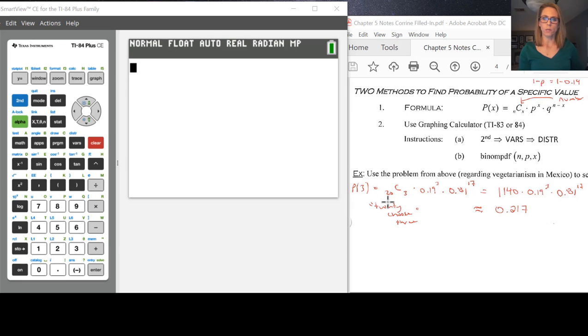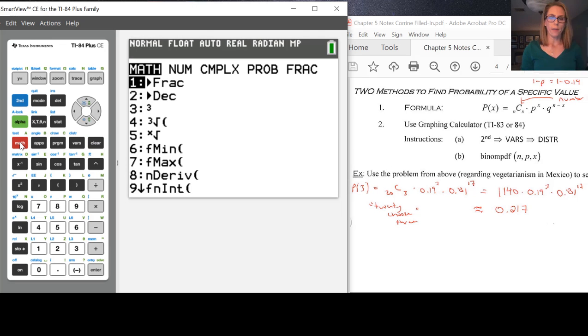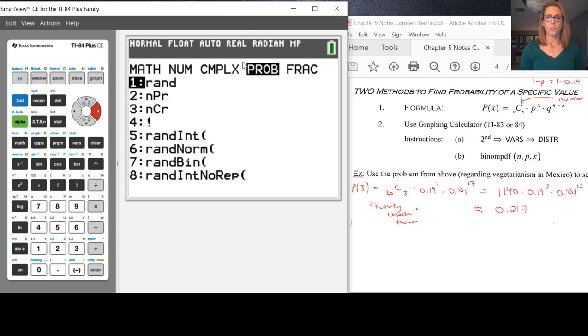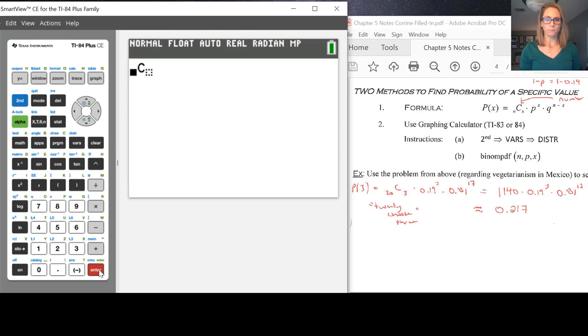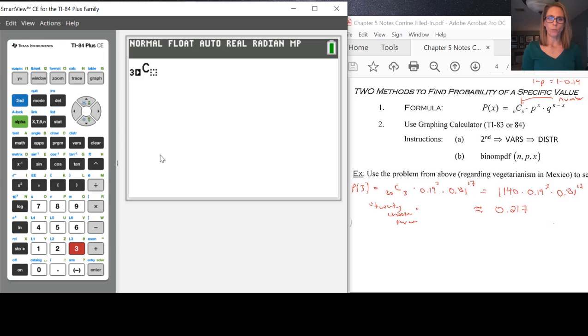So if you want to put this in your calculator, you're going to first find 20 choose 3. It's how many different ways we can choose 3 people from 20 people. We go math, we scroll over, and you can see under PROB, which is probability, we're going to choose number 3. So what this does is it gives us these two little squares, and the first one we need 20, and then we scroll over and we put in 3. Now I really can do this all in one shot.